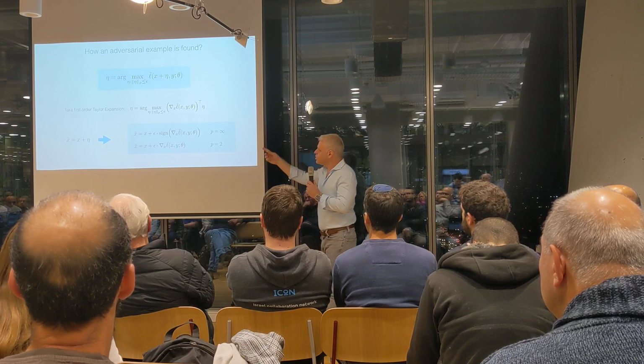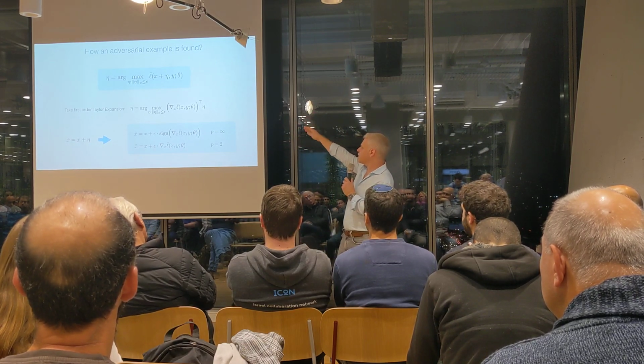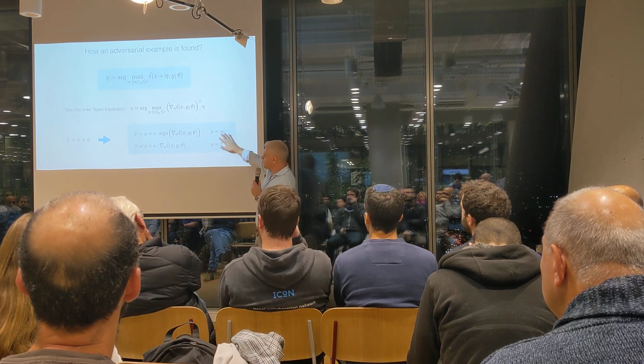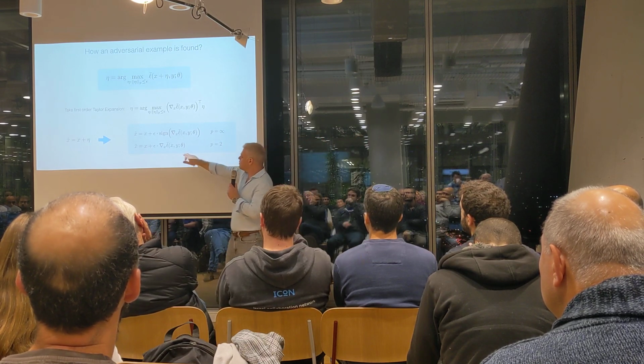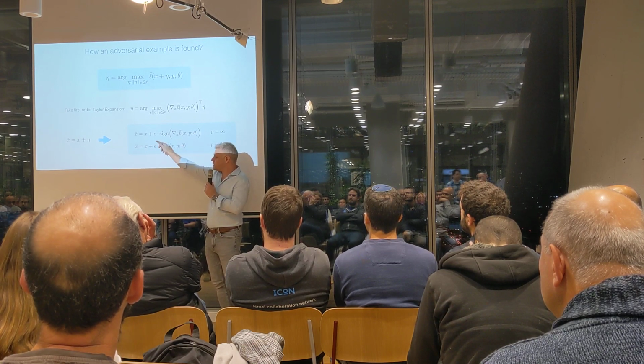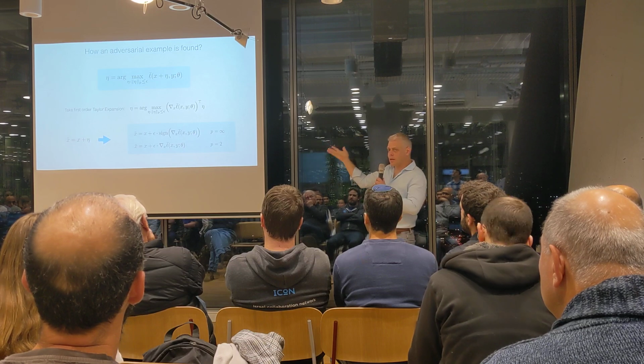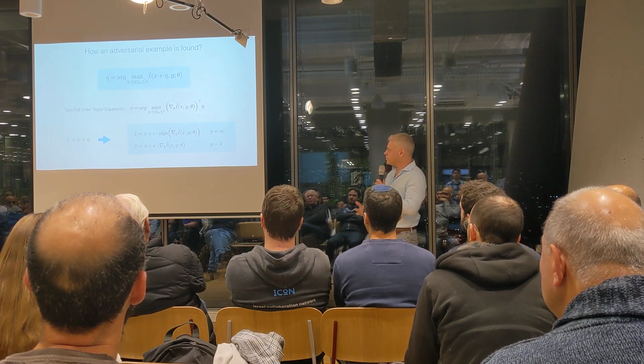In order to solve this, which is not convex, we use the Taylor expansion, and those are the solutions. And the solutions are very simple. It's the sign of the gradient, or just the gradient times epsilon. This is a super simple solution, and using that you can attack any network.